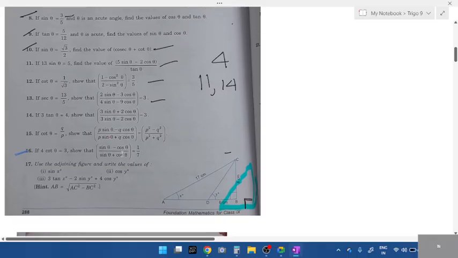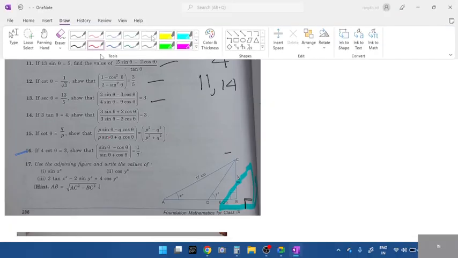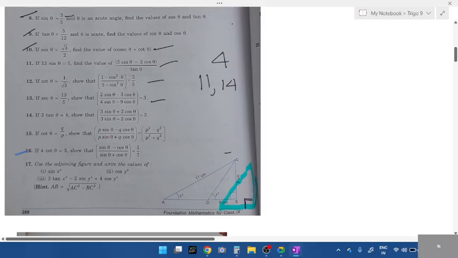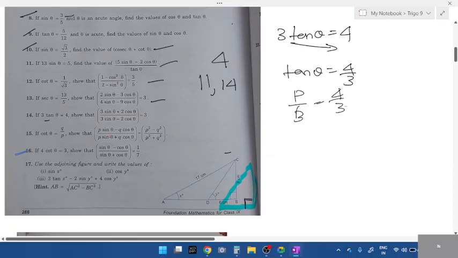You see any question up to 16, it's the same. Look at the 14th one. How do you solve the 14th one? 3 tan theta equals 4 is given. How do you convert this? You have to shift, tan theta is 4 by 3. Then we use perpendicular by base, right? Hypotenuse missing, completed. See, the 15th one you can ignore. 16th one. Tell me the 16th one.